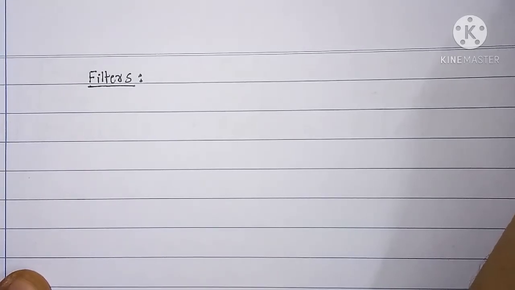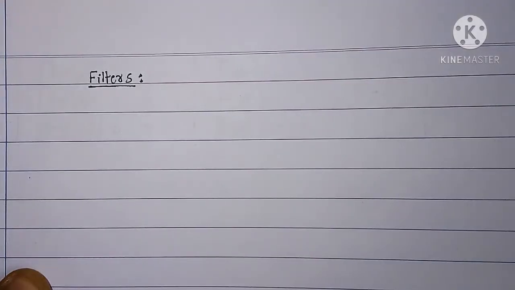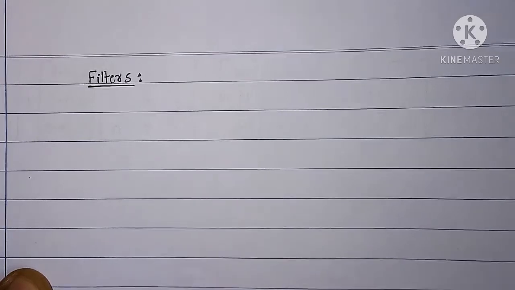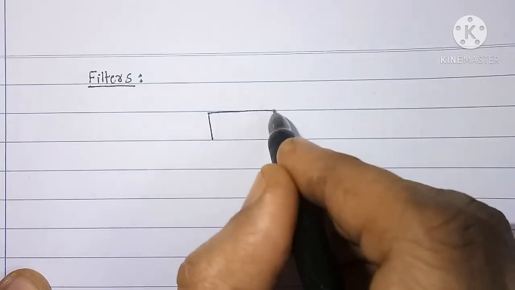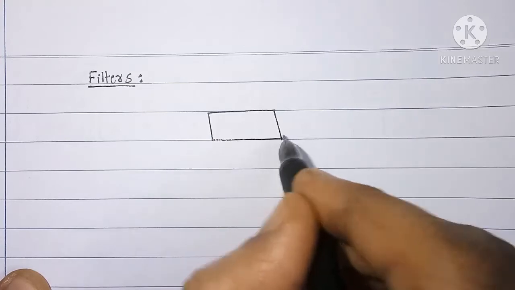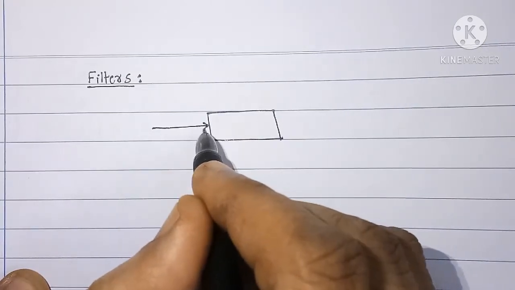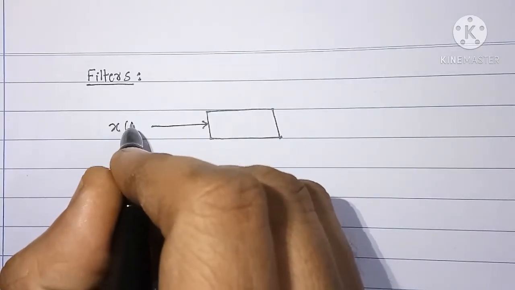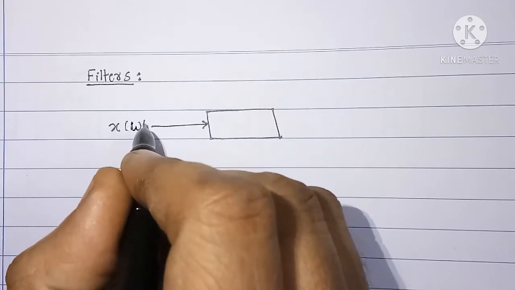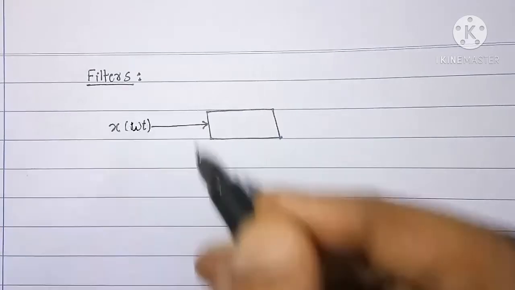You all have studied the filters in the analog electronics subject, and you know that filters are frequency selective devices. That is, filters allow only those frequency components present in the input signal. Say the input signal is x of omega t.